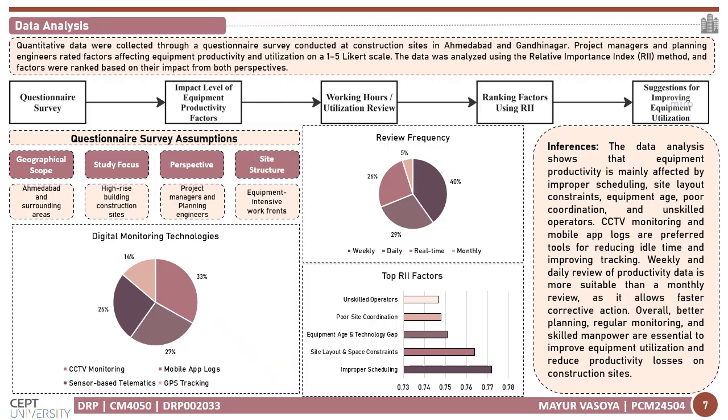And the review frequency data shows that the weekly review was preferred by 40%, daily review by 29%, real-time review by 26%, and monthly review by only 5%. This means the monthly review is too delayed for high-rise construction, where work fronts and equipment needs change quickly.